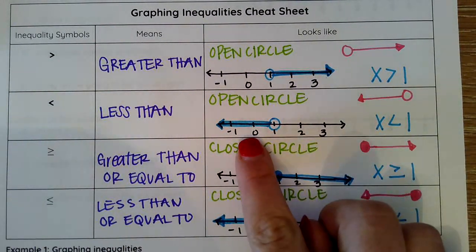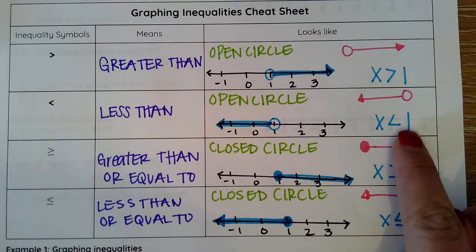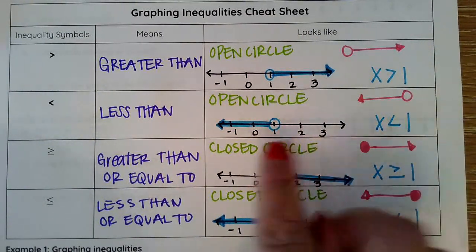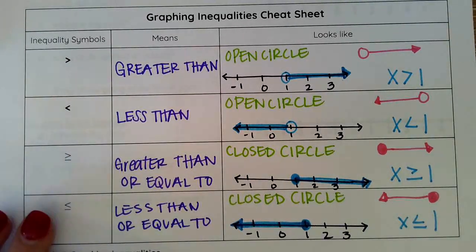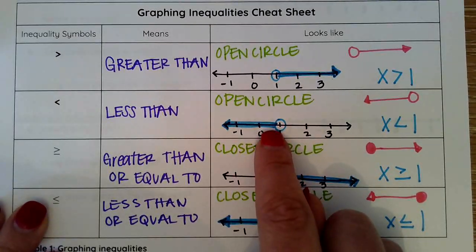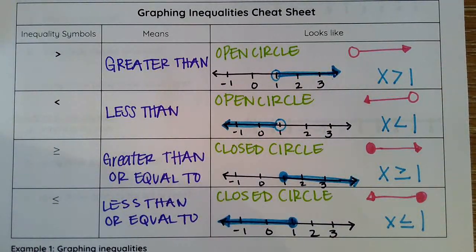So 0 is less than 1. That is true, whereas 2 is less than 1 is not true. Therefore, my arrow will go to the left.